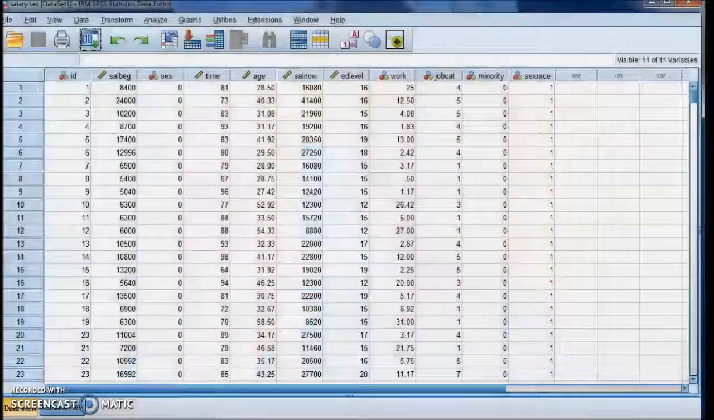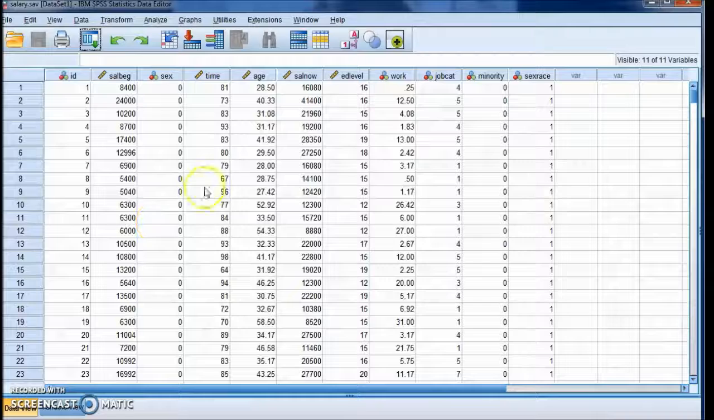I'm going to minimize me, so we don't have to look at me. And now I'm going to look at the database that I've opened up. I've opened up the salary database, as you can see. And to run a regression analysis on this is really quite simple.